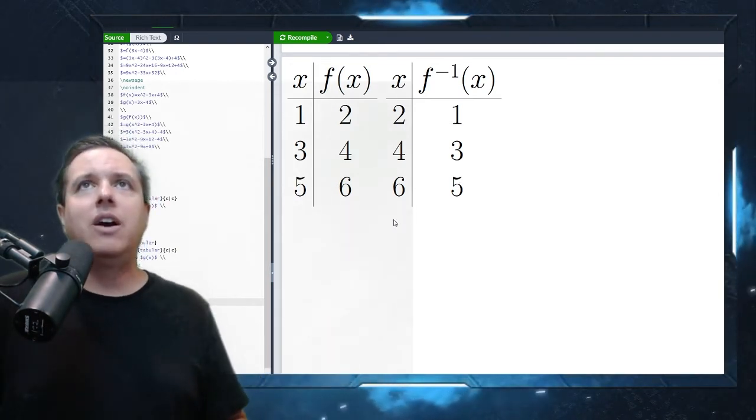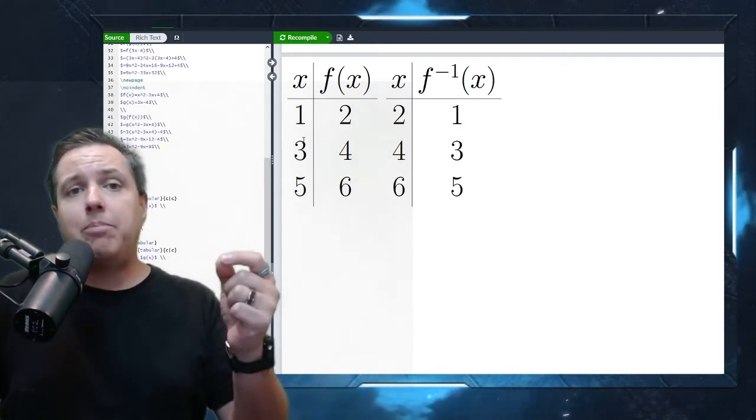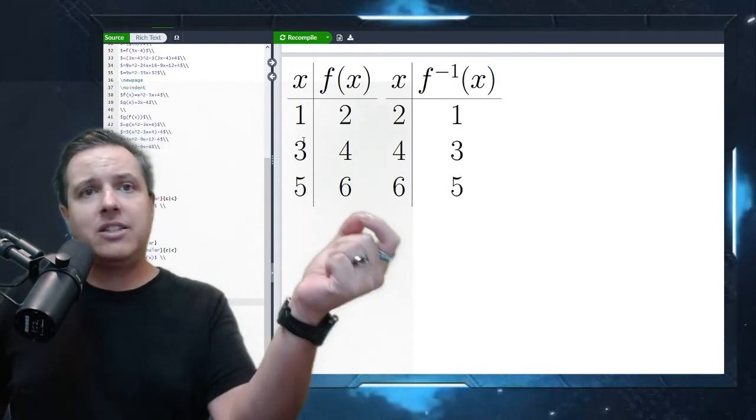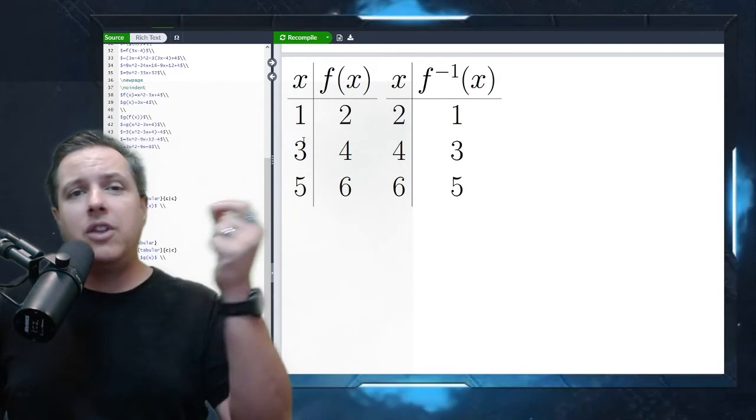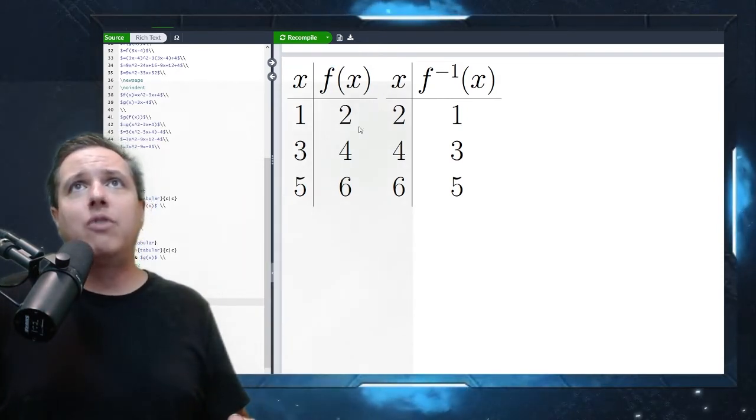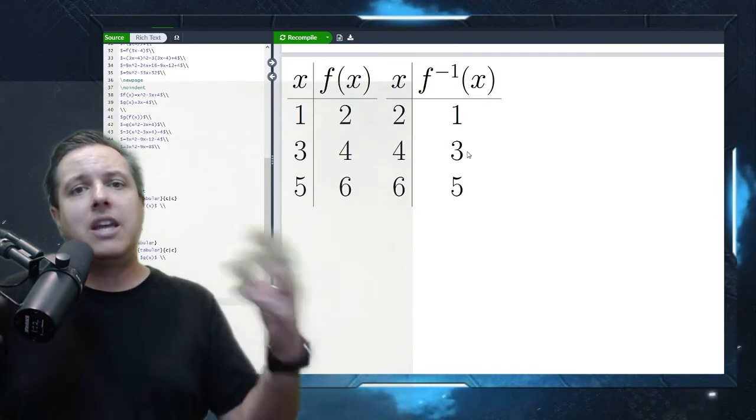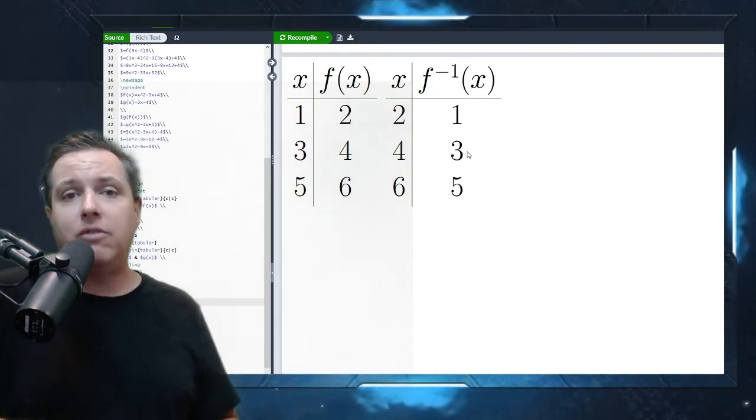So if we think about our composition that we did earlier, if we compose a function and its inverse, then we should get back what we started with, right? So if I take 3 and send it through f, I get 4. And then I send the 4 through f inverse, I'm back to 3. So we compose these two functions and they completely undid each other. That's how you actually know if two functions are inverses or not.